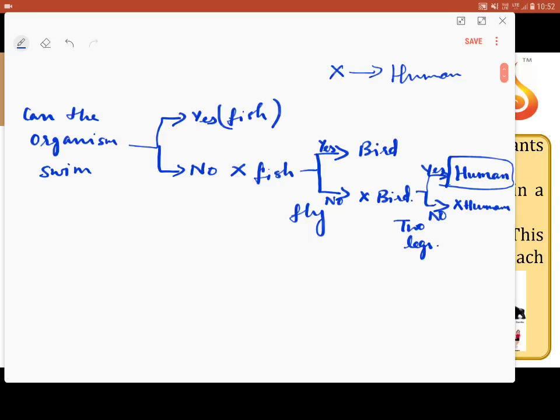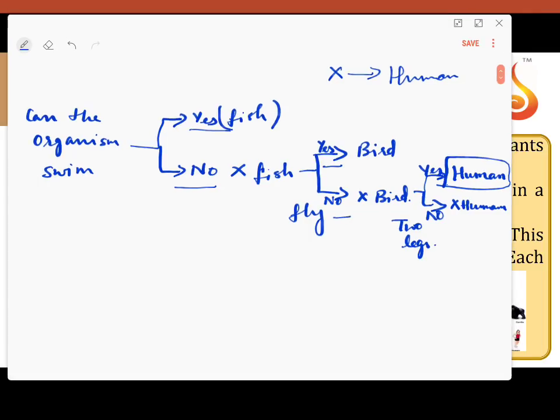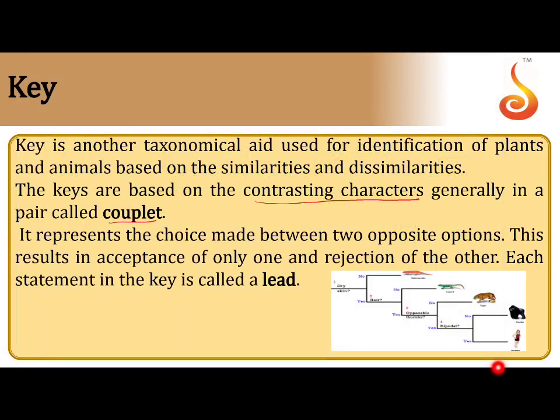So, here are contrasting characters, which we are trying to tell as yes and no. This is a couplet. So, what is a couplet? Every time the answers come in a yes and no pattern, asking questions, we reach an answer. And every question here is called a lead because it is leading us to our answer.